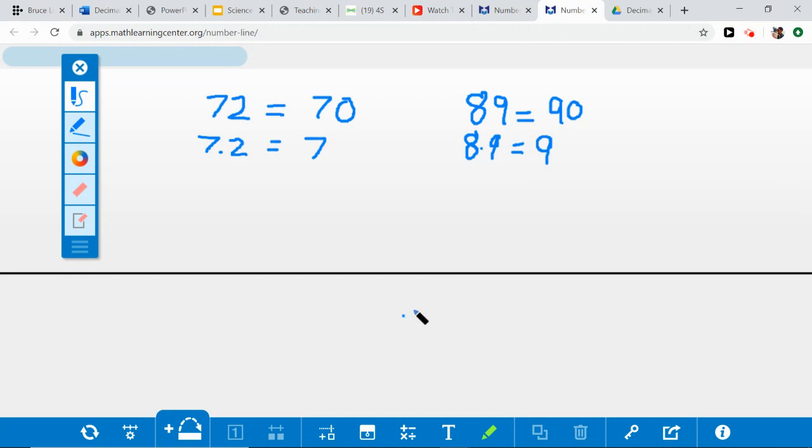What you can do to help you today is use your knowledge of rounding to the nearest 10. For example, if you know that 72 rounded to the nearest 10 is 70, then 7.2 rounded to the nearest whole number is 7. And here, if you know that 89 rounded to the nearest 10 is 90, then 8.9 rounded to the nearest whole number is 9.